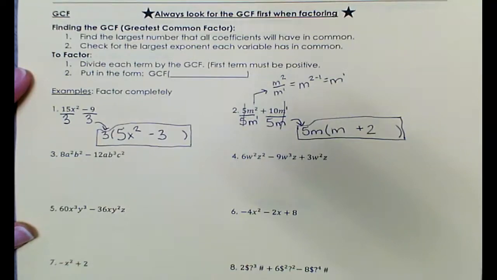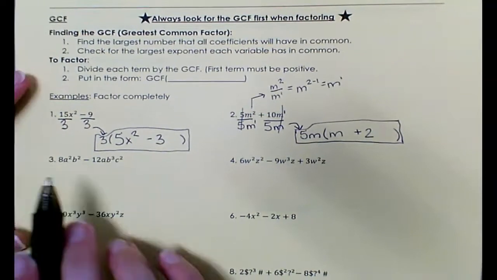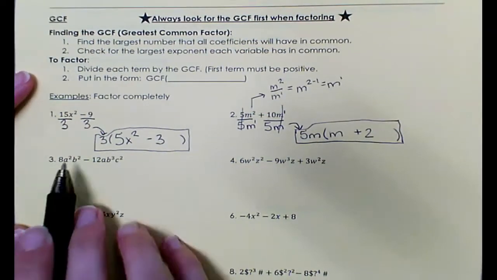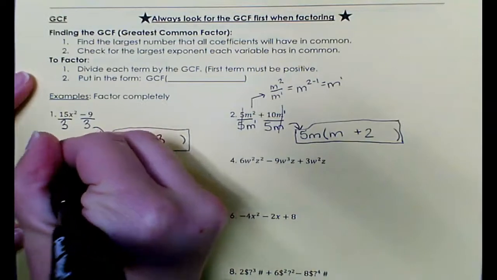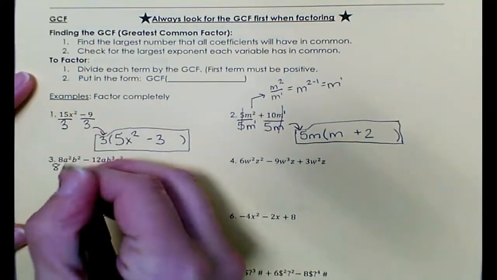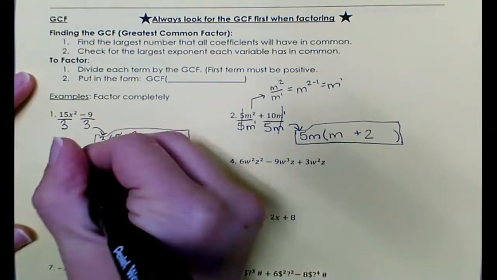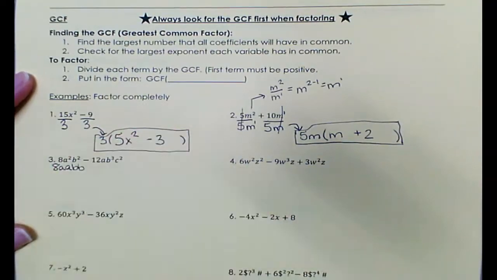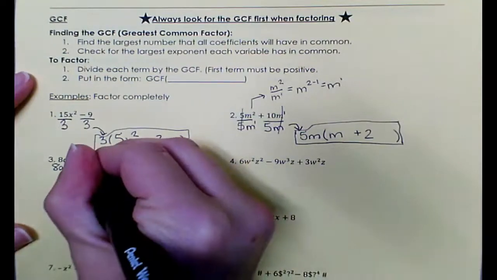So what I'm going to do is write this underneath. I'm going to expand it so that you can really see all the pieces of this term. So the coefficient is 8. A squared means A times A, right? And B squared means B times B. So that first term, 8A squared B squared, is really 8 times A times A times B times B. So those are all the pieces that make up that first term.